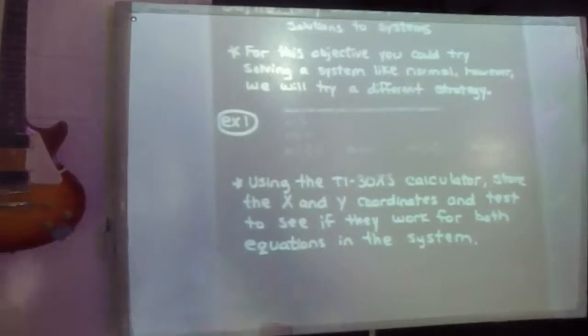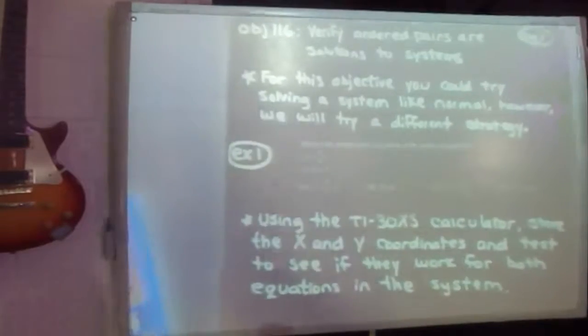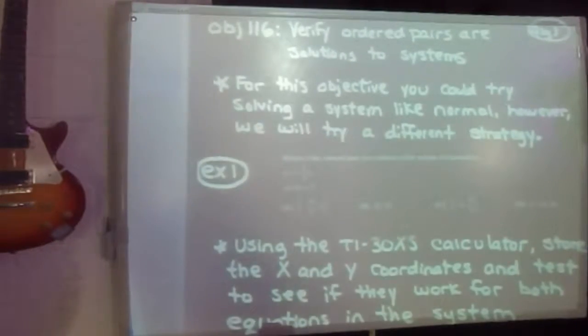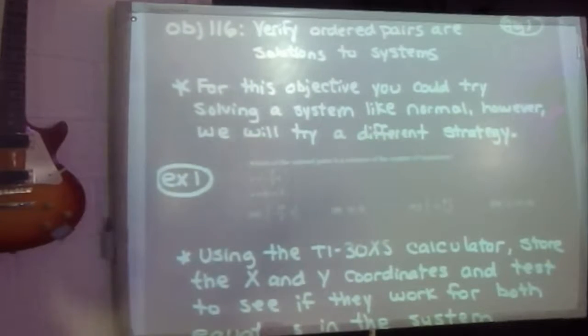Here we go. Make sure you got a calculator handy. Objective 116, three examples, and we're going to go fast. Because I did this last hour and I kind of know where the right answers are, I'll skip a few and make it go even faster for us.